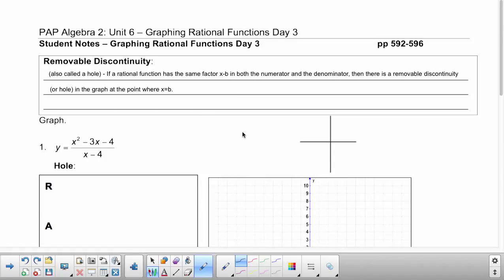Hello, today's notes are day 3 of graphing rational functions. We're going to get right into it with a definition for a removable discontinuity, which is also sometimes called a hole. Please pause the video now to copy it down, start processing what this might mean, and then come back and we'll talk about it.